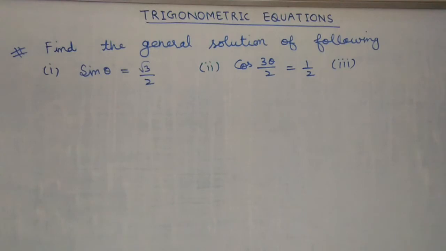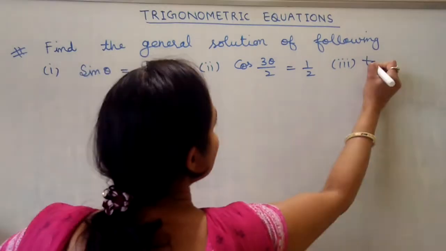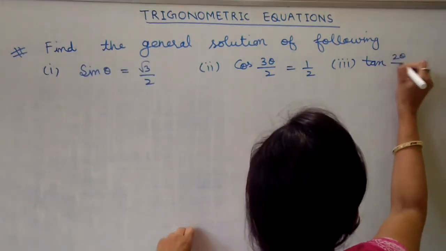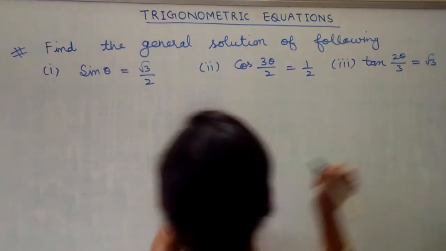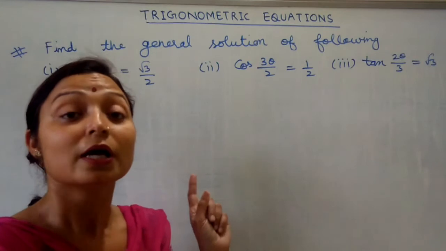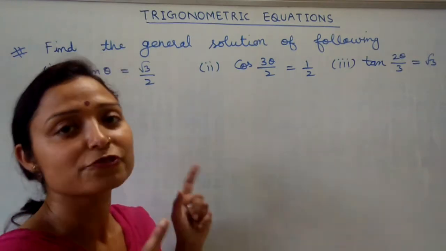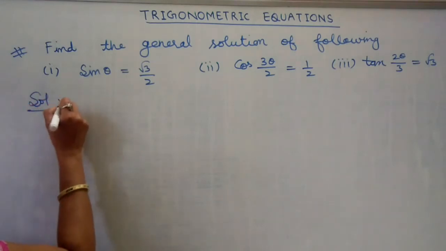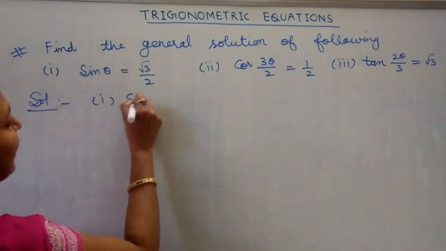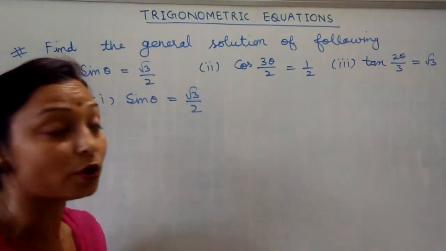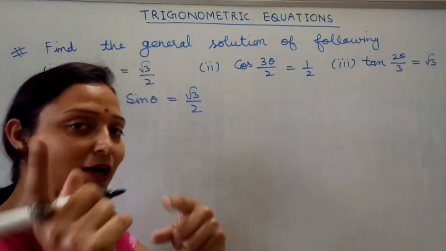That is, I will write the value of tan 2θ/3 is equal to root 3. Before doing these questions, you should learn the formulas of the general solution. To come to the solution, how to solve? First, sin θ is equal to root 3 by 2. How to solve? First of all, I will write the formula for you.